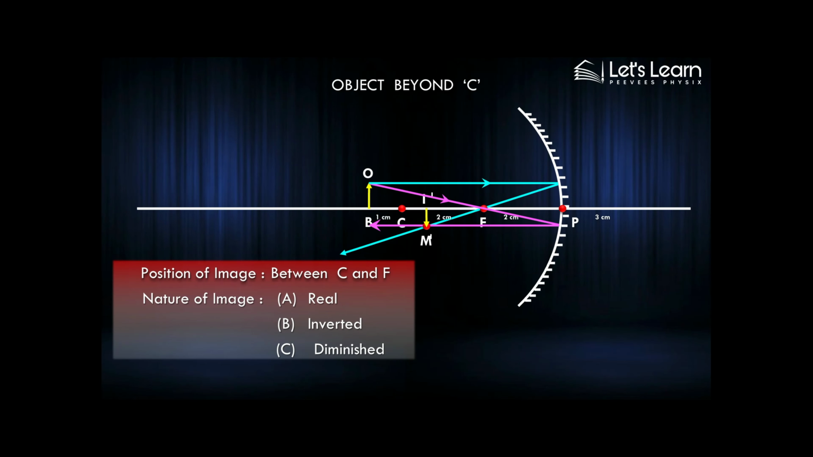You can see it's smaller, so we call it diminished. So these are the three characteristics of the image formed when the object is kept beyond C.